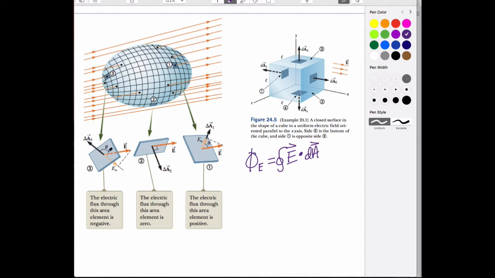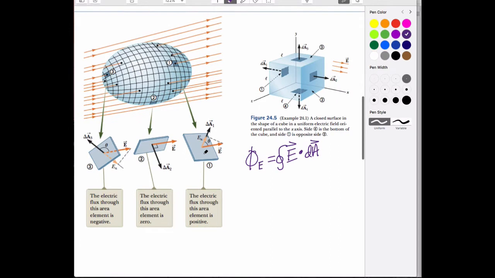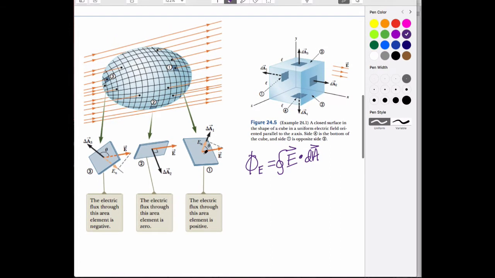It's the number 3 over here. Number 1 would be a positive flux. They're in the same direction, the dot product of the area vector and the E field in the same direction. So number 1 would be a positive flux element. Number 3 would be a negative flux element because they're opposite one another. And it's number 2 that's actually kind of significant here because it's going to help us so many times.